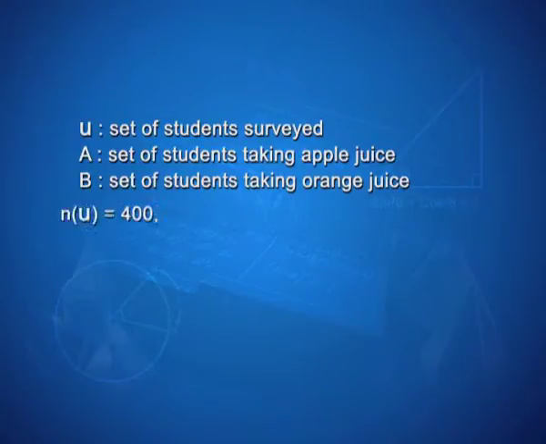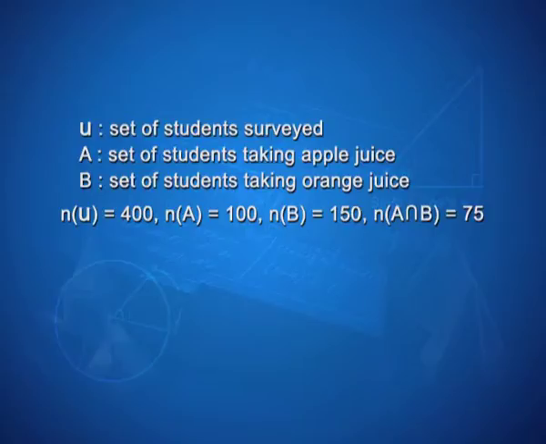According to the question, the number of elements in the universal set is 400, the number of elements in set A is 100, the number of elements in set B is 150, and the number of elements in the intersection of A and B is 75. In this question, we have to find the number of elements in the intersection of A complement and B complement, which will give us the set of students who do not like apple juice and who do not like orange juice.